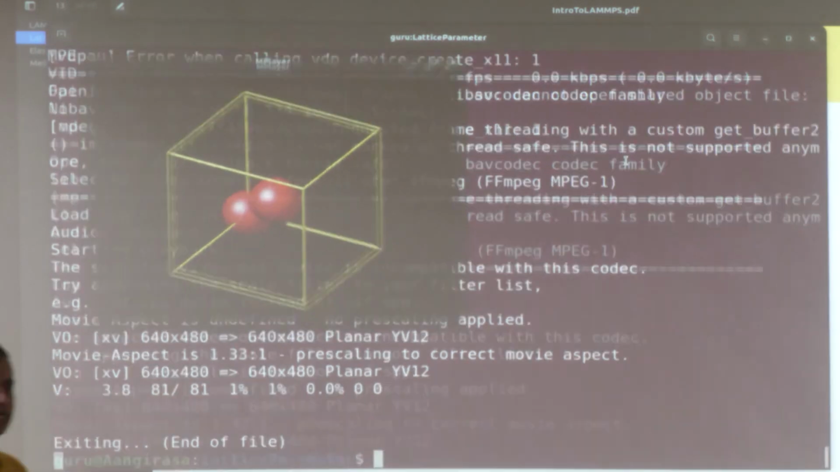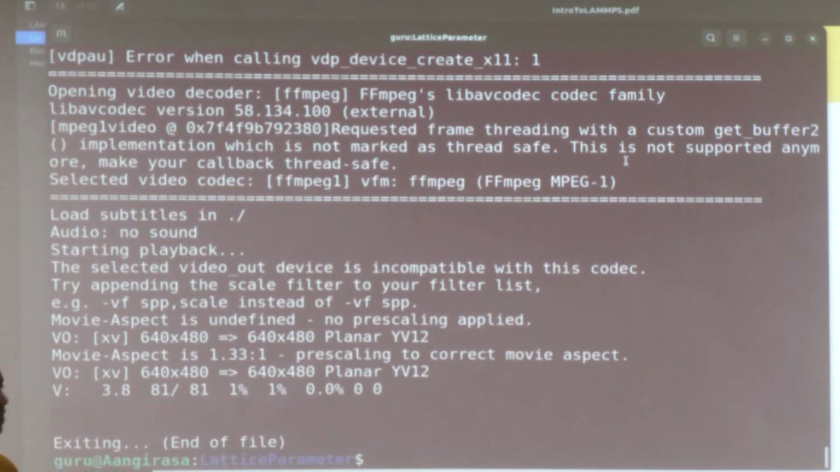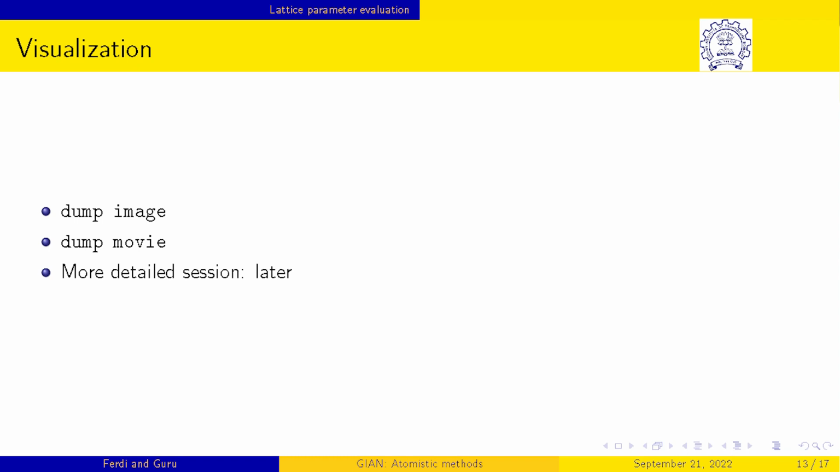So, some rudimentary plotting and movies like this you can make, which is not the recommended one. We will have a much better way of visualizing data, but for this purpose this is sufficient. So, dump image, dump movie etcetera you can do, but we will have a more detailed session later for doing the proper visualization. Okay. Is there any question at this point?